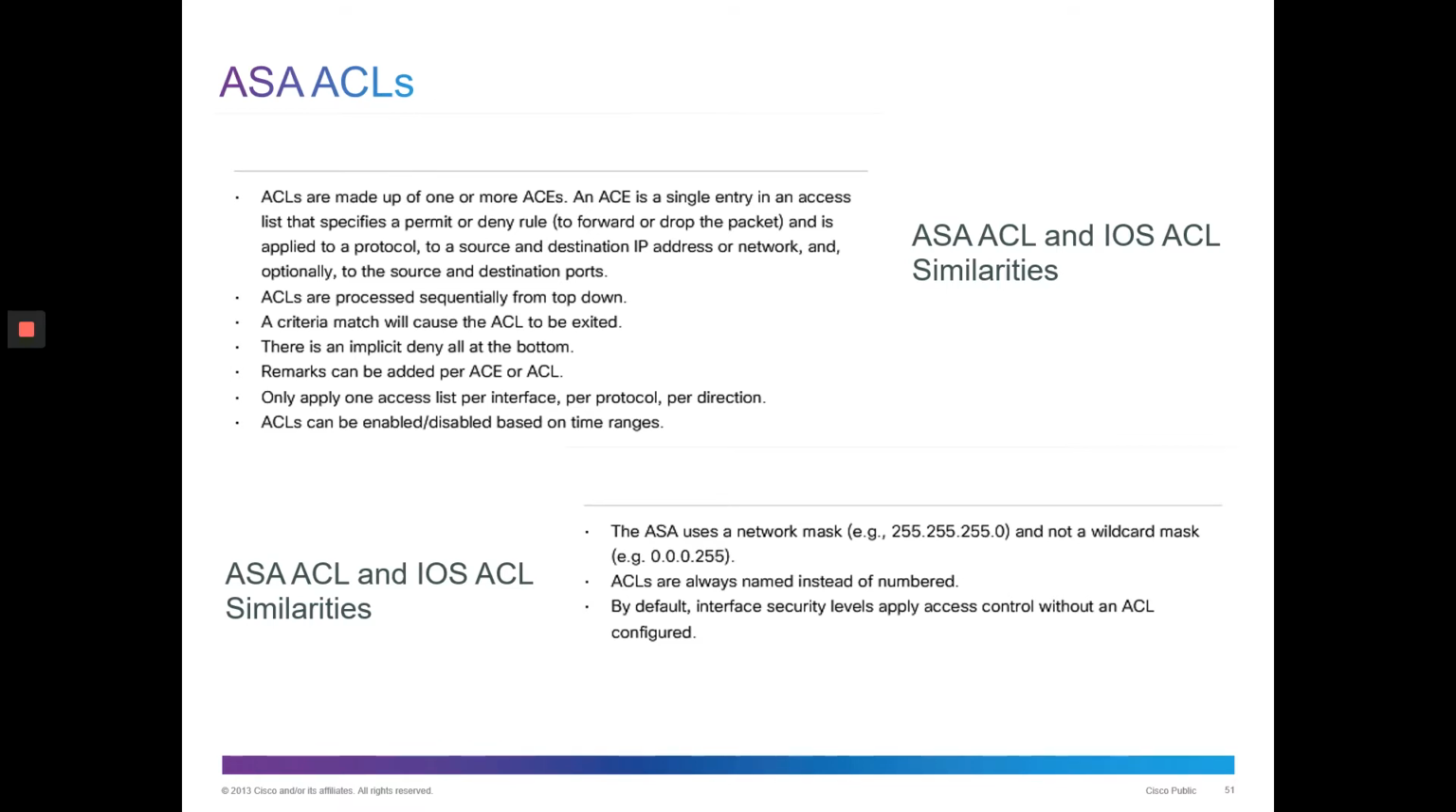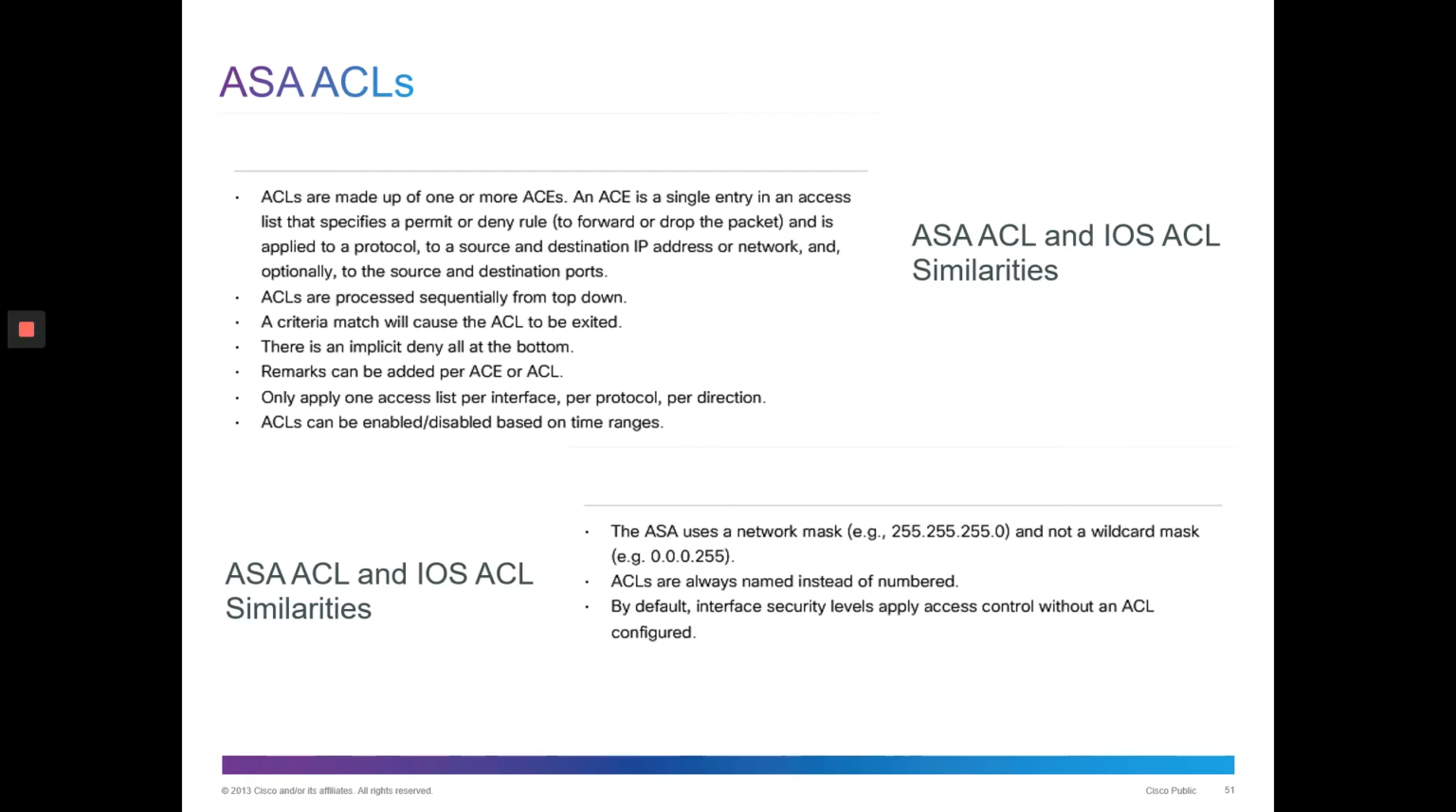For example, both are made up of ACEs, like in IOS we have an ACE, which is one statement in each ACL, and they are processed sequentially from top down. And there is something called implicit deny any at the bottom, that means it will deny everything else. Additionally, there's the rule of only one ACL per interface, per protocol, and per direction. All these things still apply in ASA ACLs.